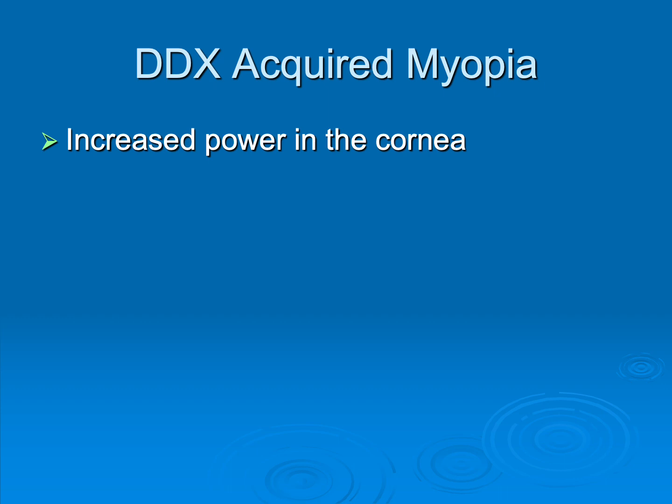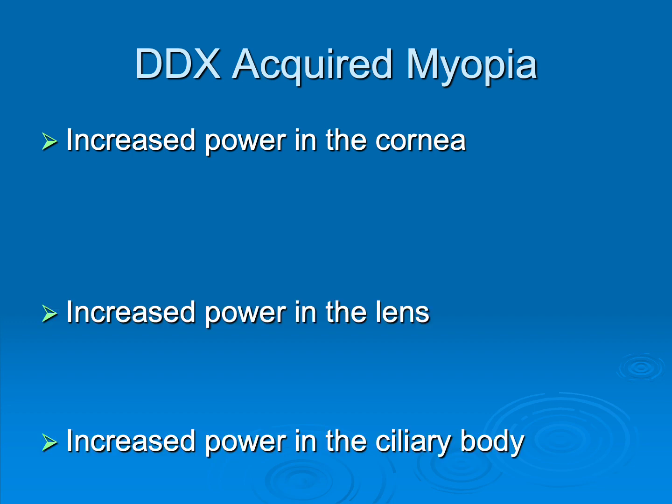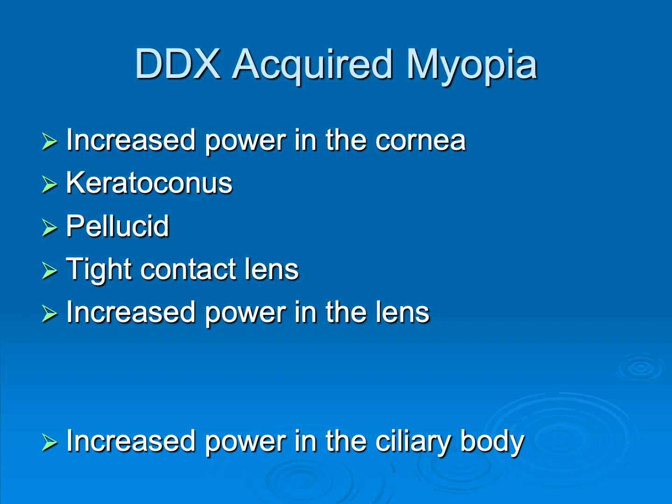And the best way to do any differential is to look at it systematically. And so what would give you myopia to begin with? Increased power in the cornea, in the lens, in the ciliary body, which is our topic today. And so inside of each of these categories, there are lots of diagnoses. Here are some common ones, as you can see here. But we're not talking about tight contact lenses or diabetes. We're talking about accommodation today.